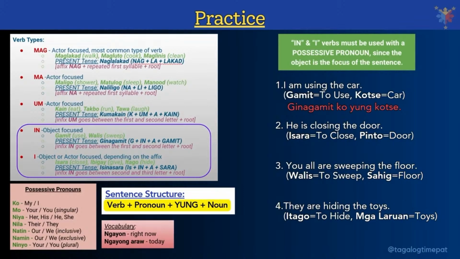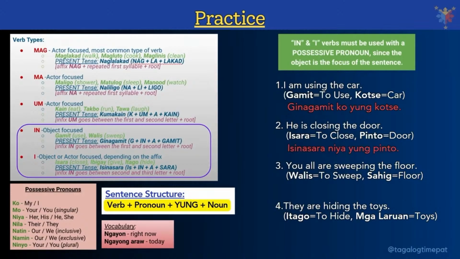Ginagamit ko yung coche. So as you can see, we just kind of plugged everything into this sentence structure. And then we also used the pattern that we learned for these different types of verbs. So go ahead and take a minute. You do the last 3 examples and then we'll go over it. Feel free to pause the video if you need.